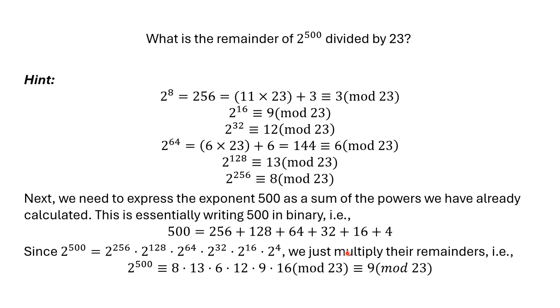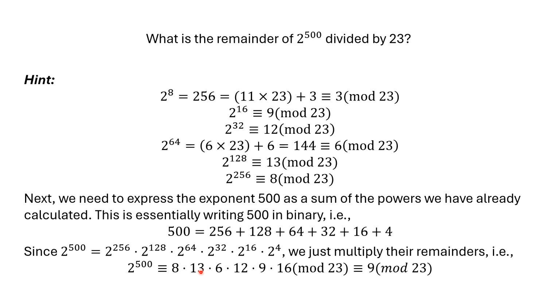But we have the remainders for all of these. We have 8, 13, 6, 12, 9. And then, as I say, 2 to the 4th is 16. So that has a remainder of 16 when divided by 23. Then you have a little bit more work to do here to reduce this down. You could multiply these together and divide by 23 and see what the remainder is. It turns out to be 9.